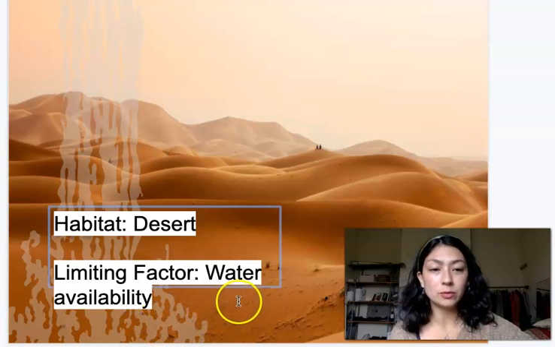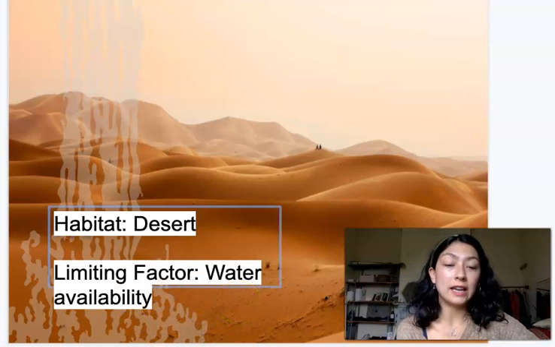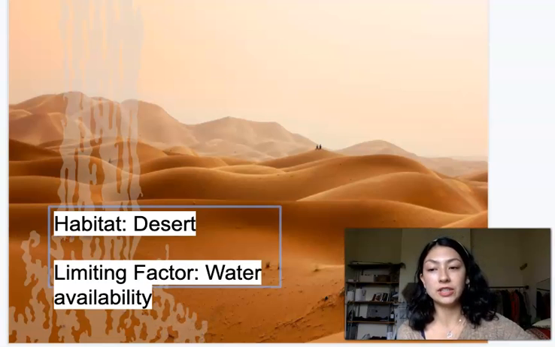Desert, a limiting factor would be water availability. Only certain creatures can survive in that environment. Not every single creature can. Some have the necessary adaptations or behavioral mechanisms to deal with a low water environment.